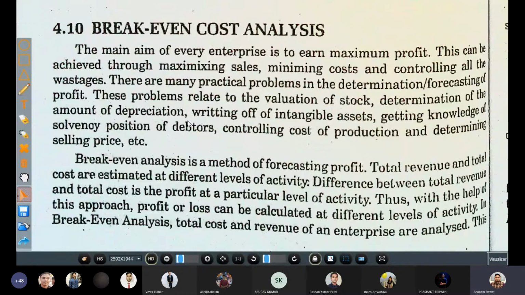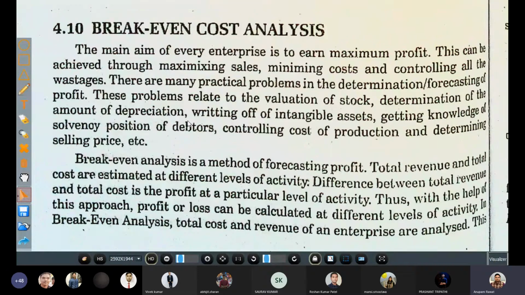There are also a lot of practical problems in determining or forecasting the profit, and these problems are related to the valuation of stock, determination of the amount of depreciation, writing off intangible assets, knowing the solvency position of a debtor, and also controlling the cost of production and determining the selling price. Break-even analysis is a method of forecasting the profit, in which the total revenue and the total costs are estimated at different levels of activity. The difference between the total revenue and the total cost is the profit at a particular level of activity.